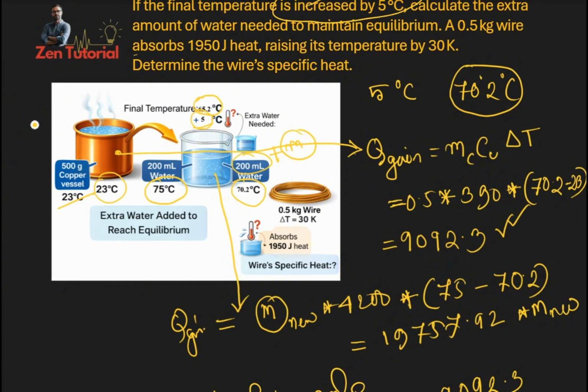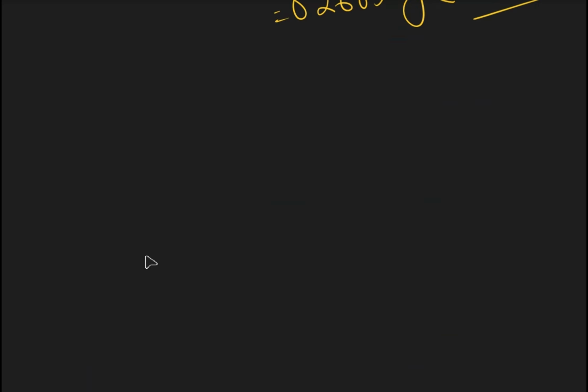Now the other part is 0.5 kgs of wire. This wire is absorbing about 950 joule of heat. As a result, the temperature rise is 30 Kelvin. Determine the wire's specific heat. So we have to calculate in this question the value of C of wire. This needs to be determined in this portion.